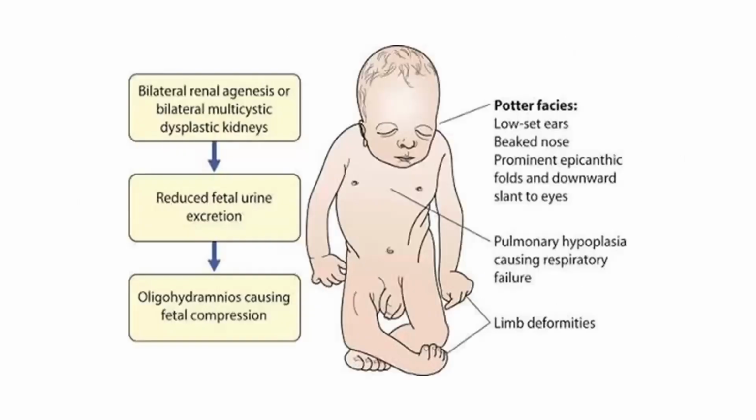Bilateral renal agenesis, bilateral multicystic dysplastic kidney, or autosomal recessive, any form of polycystic kidney disease which is bilateral, causes reduced fetal urine excretion and oligohydramnios, causing fetal compression, resulting in Potter facies with low set ears, beaked nose, prominent epicanthic folds, and downward slant of the eyes. Pulmonary hypoplasia causes respiratory failure, and there is limb deformity like club feet.